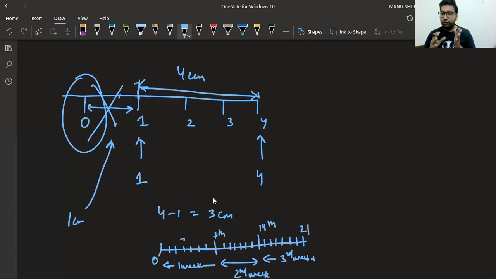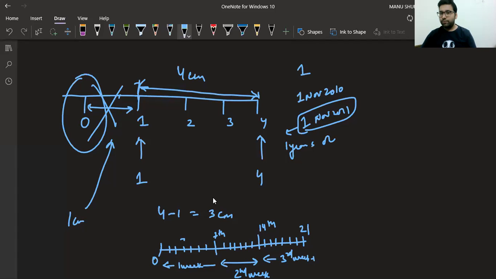Why do we call between 1 and 2 the second week? Because it is running. Your age is also like this, beta. When you are born, we never say that the child's age is 1 year. We take it as 0 the day you were born. After 1 year, suppose you were born on 1st November 2010. After the first year, it becomes 1st November 2011. Now we say that you are 1 year old. Okay? From 0 we are always counting.